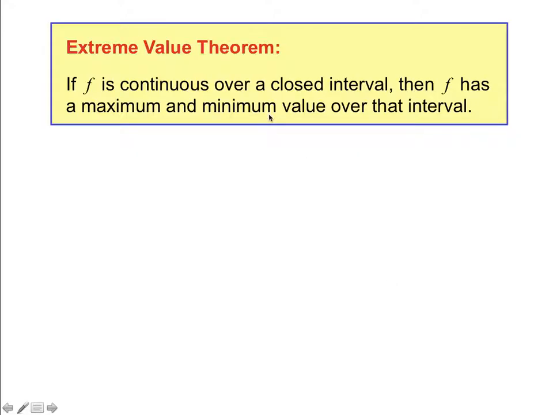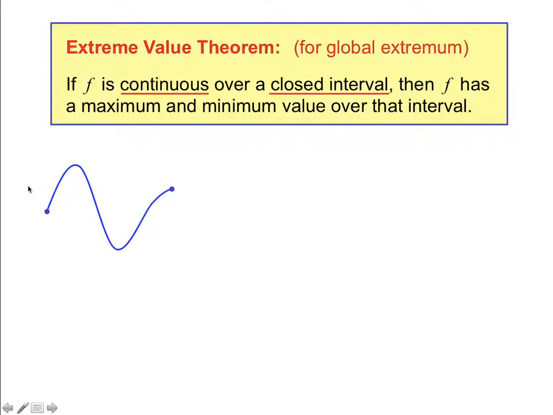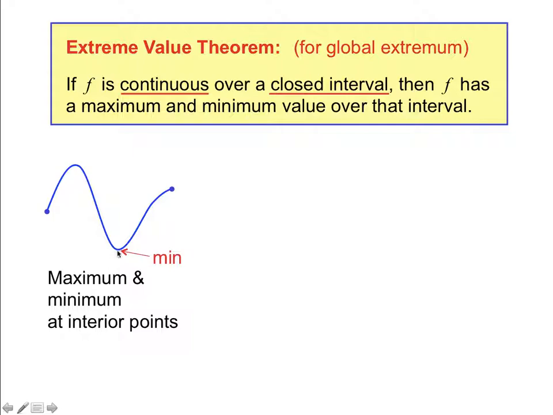So we have the extreme value theorem. We say if f is continuous over a closed interval, then f has a maximum and a minimum over that interval somewhere. We have to have continuity, and the interval has to be closed. In other words, we need filled in endpoints. Here's an example of a function that's continuous on a closed interval, so there has to be a max and a min. Visually we can see a min right here and a max right there.